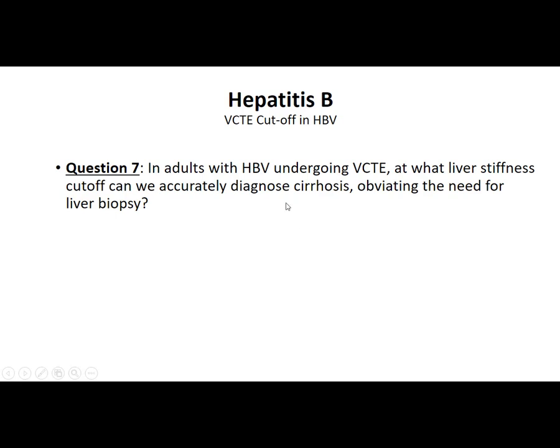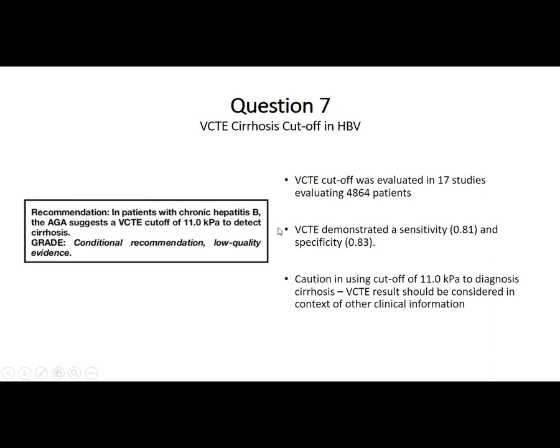What liver stiffness cutoff can we accurately use to diagnose cirrhosis and avoid a liver biopsy? Not many people with Hep B would get a liver biopsy nowadays anyway. In patients with chronic hepatitis B, the AGA suggests a cutoff of about 11. So it's lower to detect cirrhosis. This is a conditional recommendation with low quality evidence, although it comes from 17 studies evaluating almost 5,000 patients.